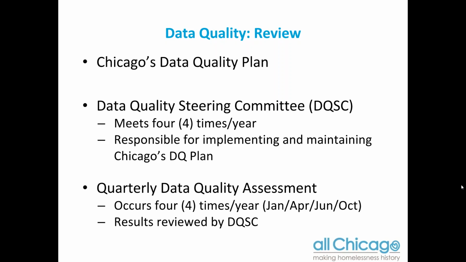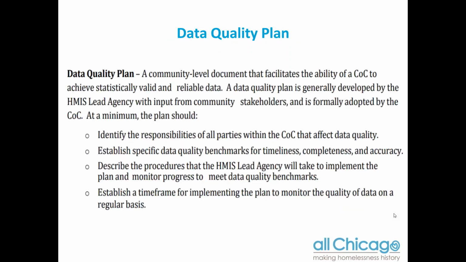Part of that plan outlines the data quality assessment, which also occurs those 4 times a year, and those are the months that it occurs within. The results of the assessment are reviewed by that committee, and they inform any follow-up or things that they want to adjust, and they approve those things for the actual assessment.